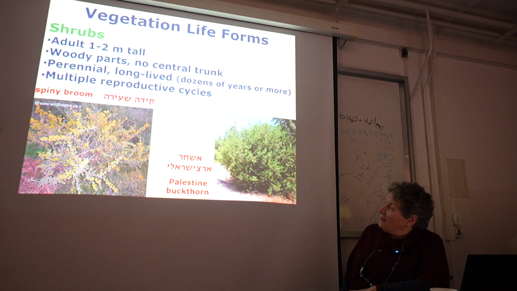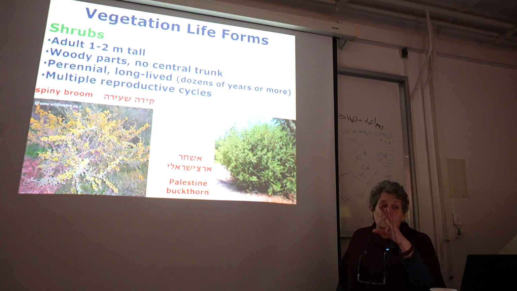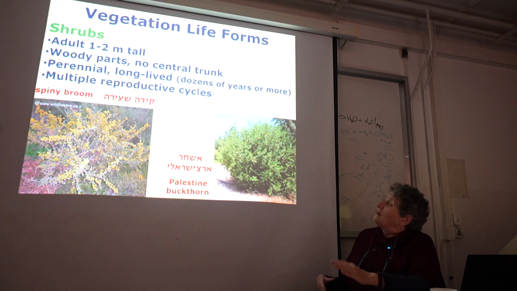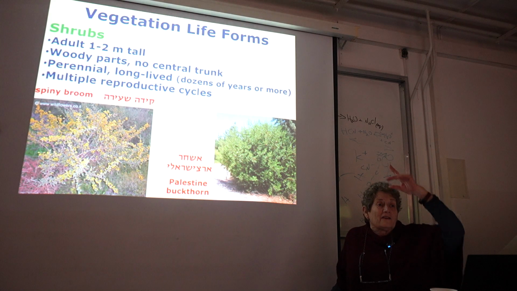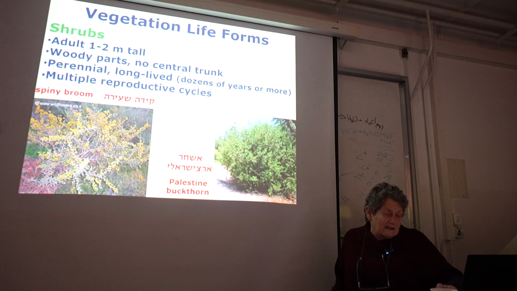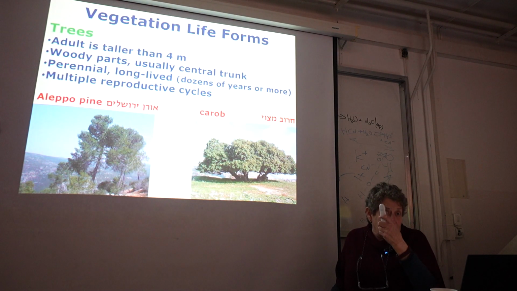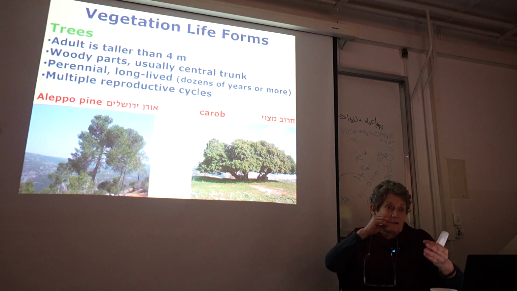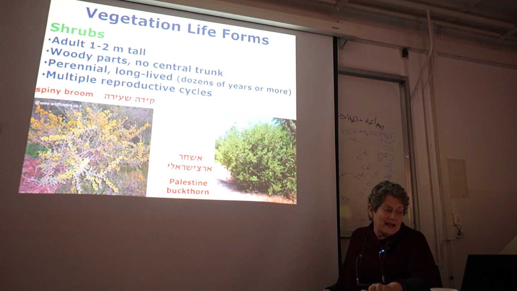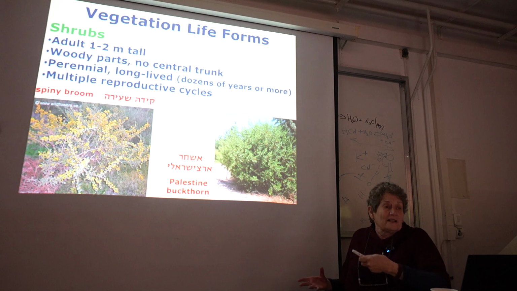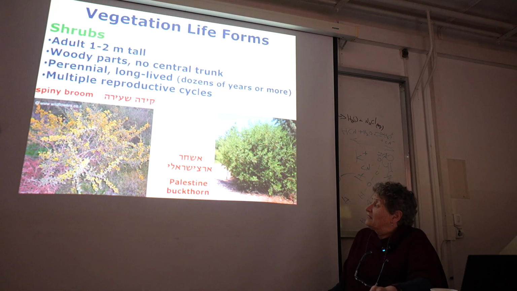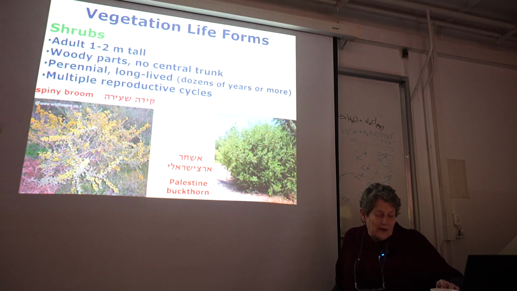So, and then we have shrubs. Shrubs are actually small trees. They also have woody parts. They're also perennial, with multiple reproductive cycles. But first of all, they don't have a single trunk. Now, by the way, we also have trees that don't necessarily have a single trunk, but they will have 2 or 3 main trunks, unlike shrubs, where you don't really see a trunk. So these are some of the shrubs that we see in the Mediterranean area.